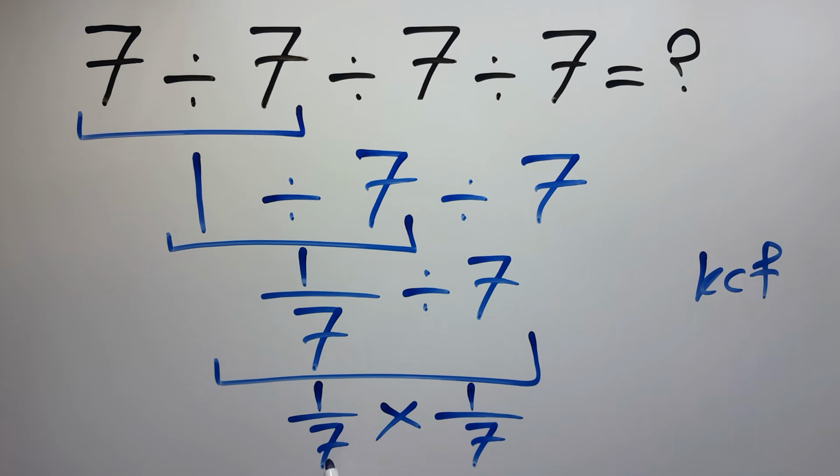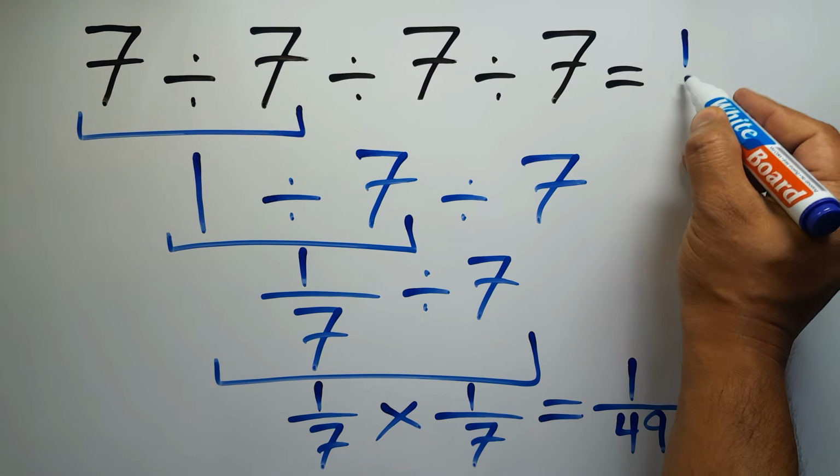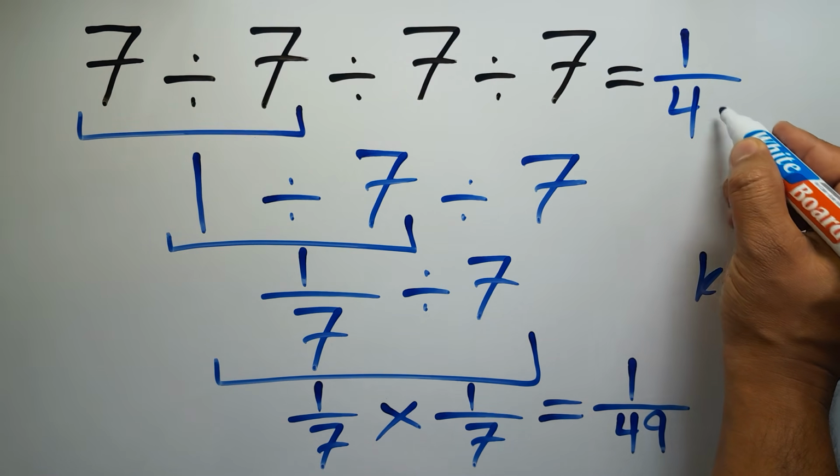So we have 1 over 7 times 1 over 7, which equals 1 times 1 gives us 1, so 1 over 7 times 7 gives us 49. So 1 over 49, and this is our final answer to this problem. The correct answer is 1 over 49.